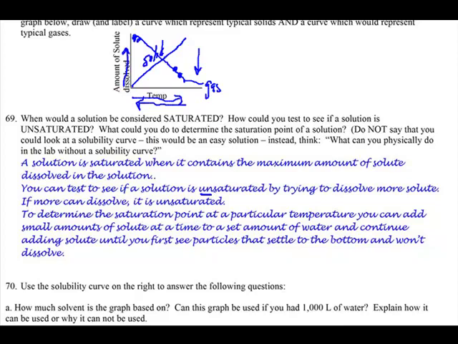So maybe add 30 grams and it all dissolves. Maybe add 31, it all dissolves. You add 32, it all dissolves. You add 33, it all dissolves. And then you drop in the 34th gram and it sits at the bottom. So 34 won't dissolve, but you know 33 did. So your saturation point is right there. Okay.